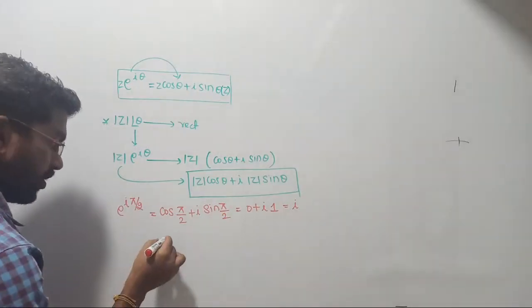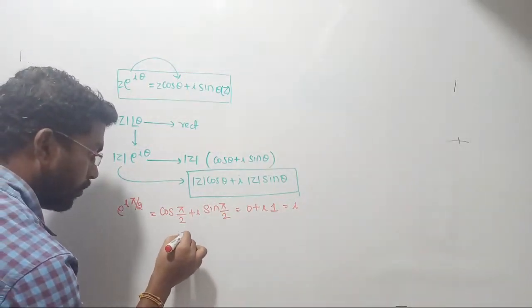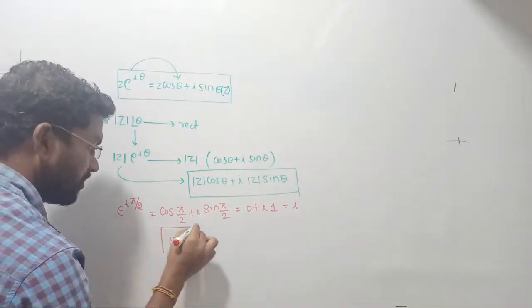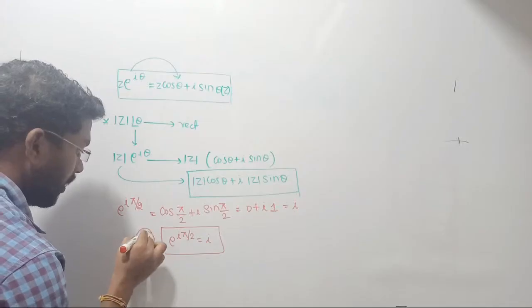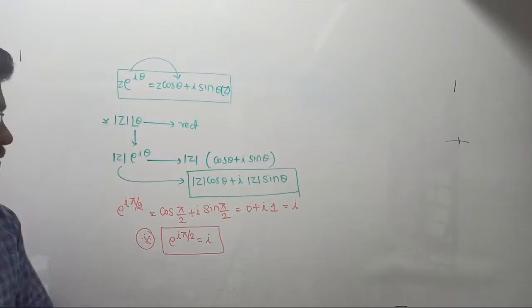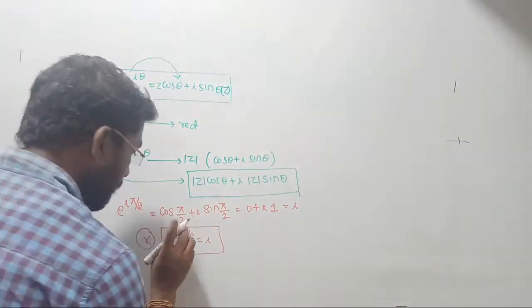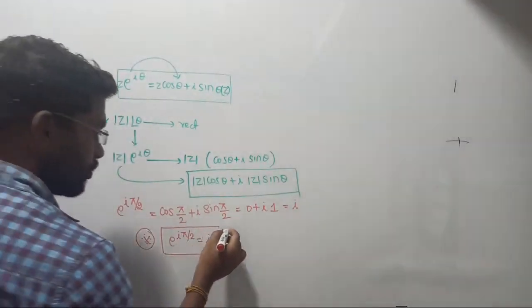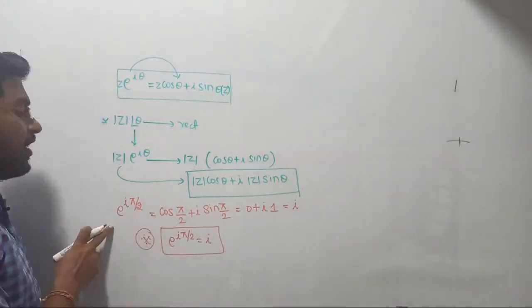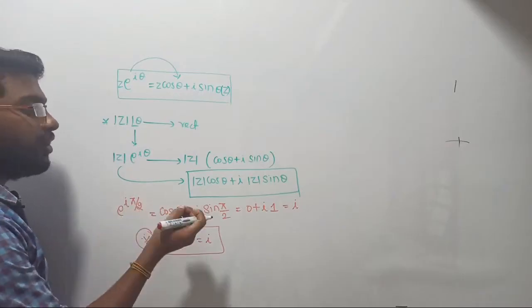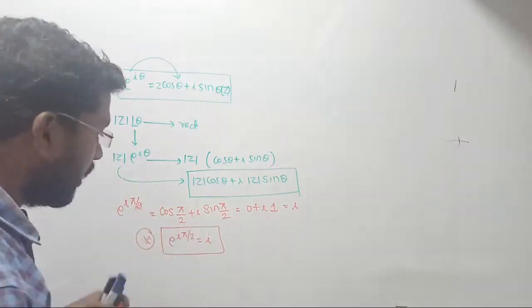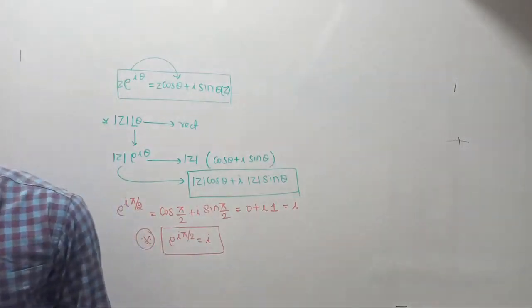So I understood one thing: e power I into pi by 2 can be considered as I. Any mistake? These two are equal to each other. Guys, did I make any mistake? Please let me know. No, I did not make any mistake. Try to keep these things in your mind. That is very important, one of the most important observations that we are getting. So at theta equal to pi by 2, your Euler expansion, e power I theta, becomes equal to the imaginary unit I. Clear? Yes.